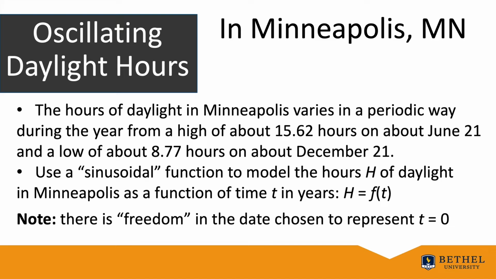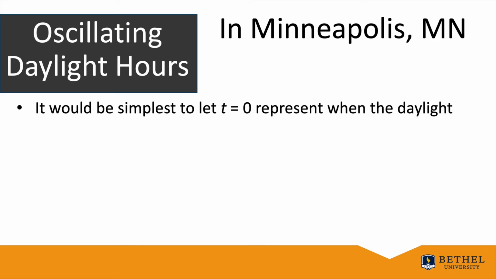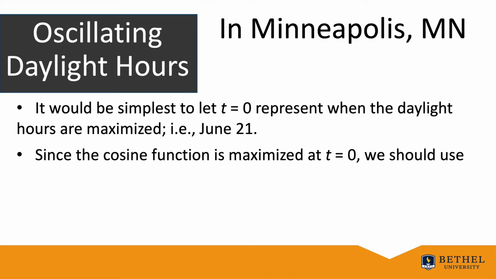Before we find a formula for this function, we note that there is freedom in the date that we choose to represent t equals 0. While midnight on January 1st might be the best and most natural choice, it may not be the simplest choice. In fact, you could argue that it would be simplest to let t equals 0 represent when the daylight hours are maximized. In other words, June 21st. Why? Because the cosine function is maximized at t equals 0. We should therefore use it rather than the sine function. This is also a way to, at the moment, avoid horizontal translations, which are the hardest part of the subject.